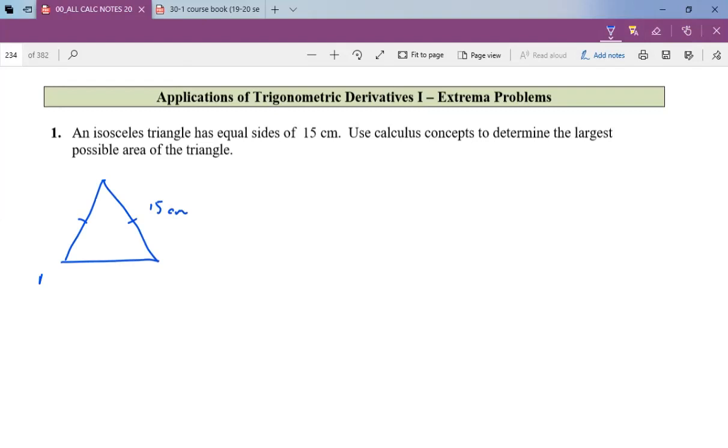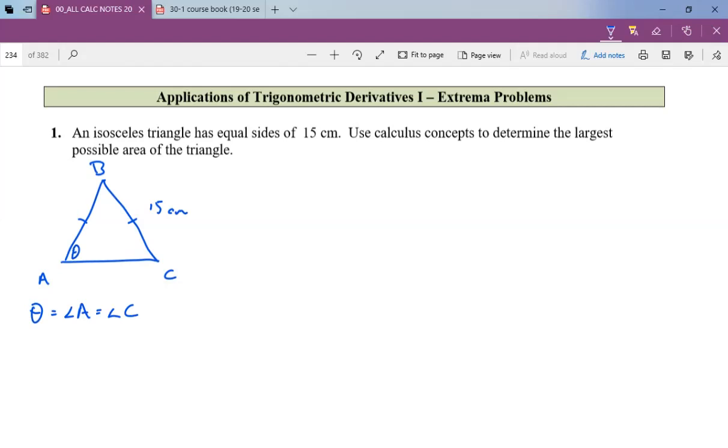We should probably start to label this. So let's call this triangle ABC. And it's an isosceles triangle, which means not just side AB and side BC are both 15 centimeters. It also means that this angle, call this theta, theta is equal to angle A. It's also equal to angle C because it's isosceles.